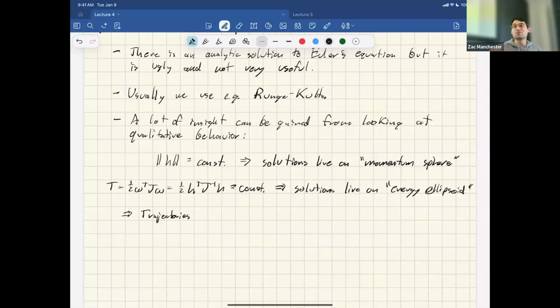So this doesn't tell you, and we didn't solve any ODEs here, right? So that's kind of cool. I don't know the time evolution, but I know the shape of the trajectory in space, which is kind of cool, right? So this is qualitative behavior I can figure out without actually having to solve the equation. Just with a little geometry. Okay, so trajectories are intersections of these shapes.